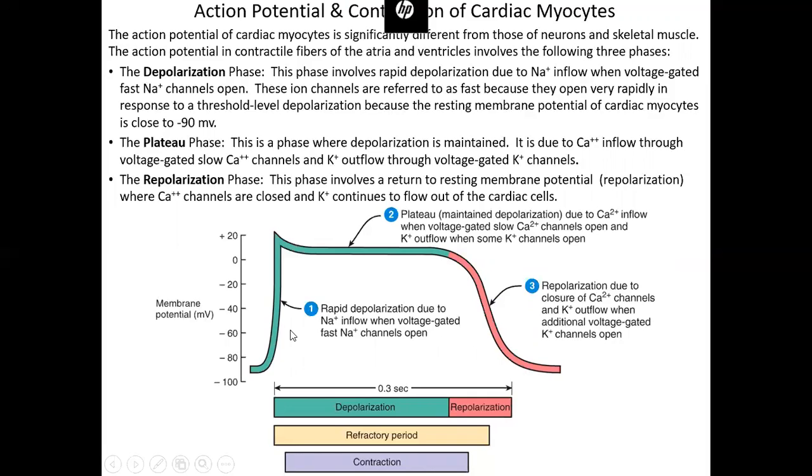First phase is called a depolarization phase, or as it's listed here, a rapid depolarization. Where we start is actually quite a bit more negative than we talked about with neurons. Remember, neurons had a resting membrane potential of around -70. We see that cardiac muscle fibers have their resting membrane potential closer to -90, but the slope upwards is quite a bit more steep. It's not as drawn out, so we depolarize a lot quicker.